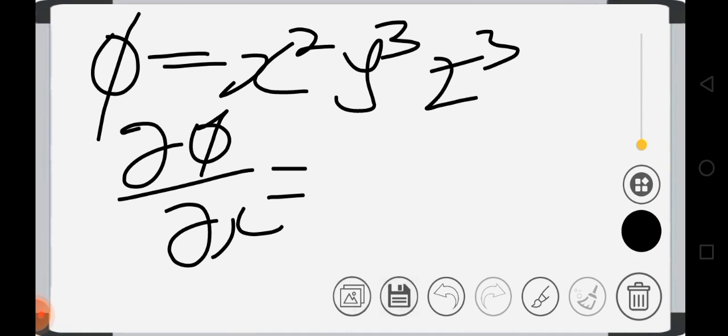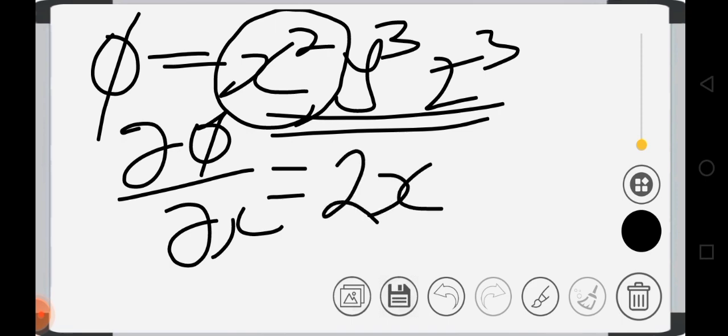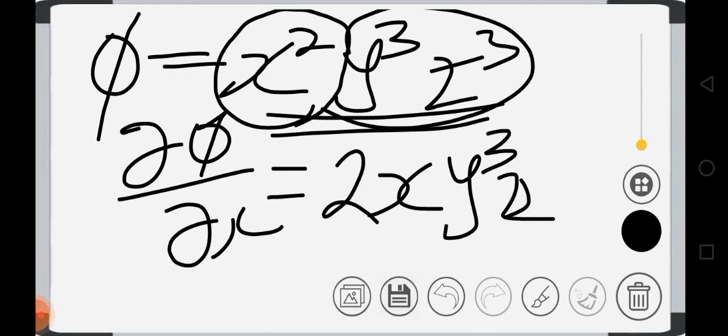Now, this means the partial derivative of phi with respect to x, that's the meaning of this. So we are going to differentiate this partially with respect to x. That means you differentiate only the x out and leave the rest. Remember how to differentiate something like this, x squared: you're going to have 2x. Then the rest remain the same, y cubed and z cubed. So I'm going to have 2x y cubed z cubed.